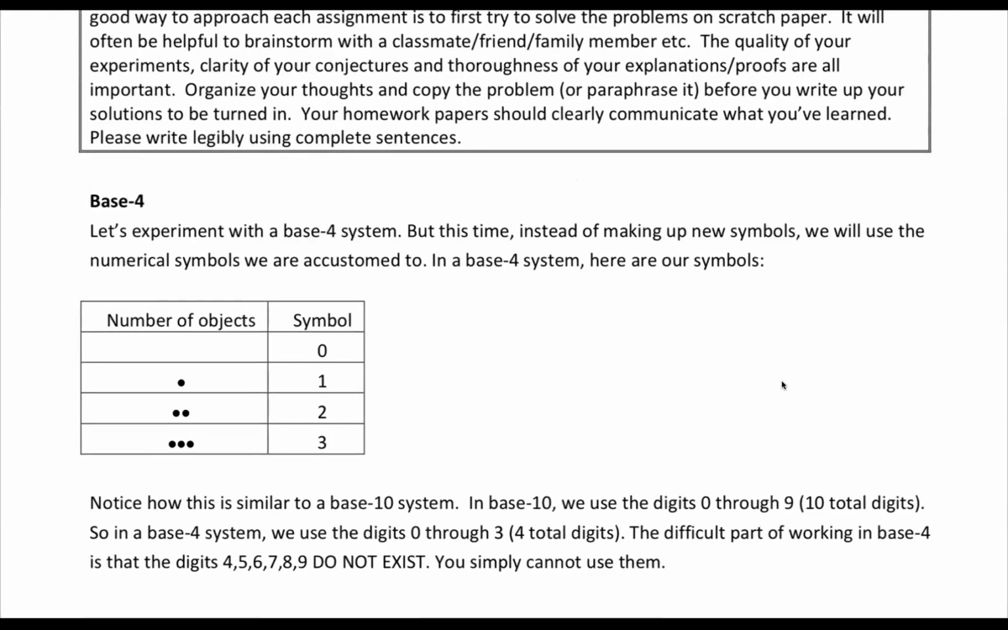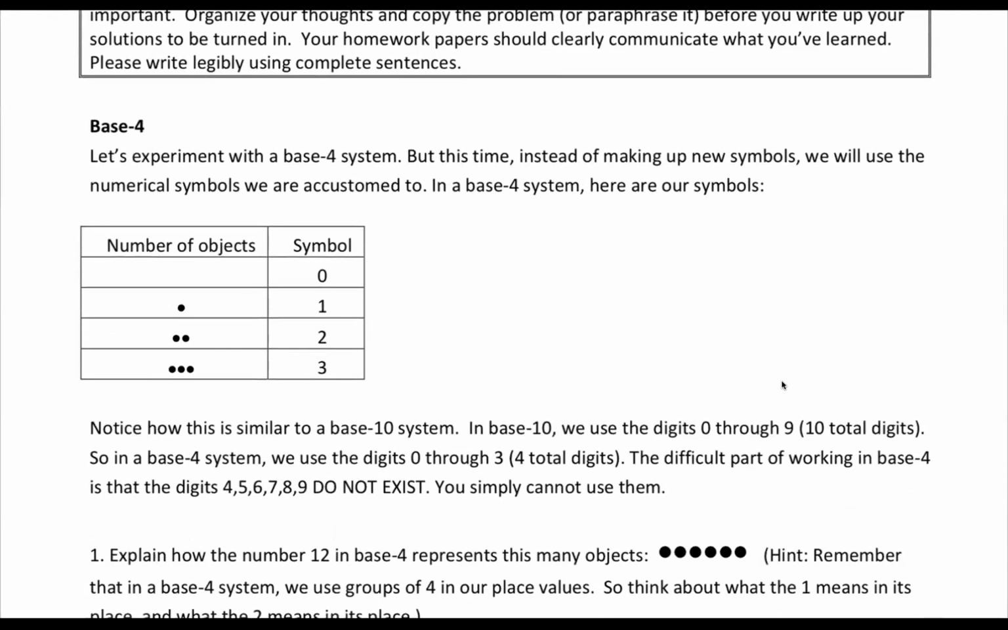So we're just going to focus on a base 4 system for this assignment. And instead of using some fancy symbols like we did in the last assignment with diamonds and clubs and all of that, we're just going to use symbols that we're used to, which is another way to do different bases. Okay, but notice we have just less of them. In a base 10 system, you have digits 0 through 9. So in a base 4 system, you have digits 0 through 3.